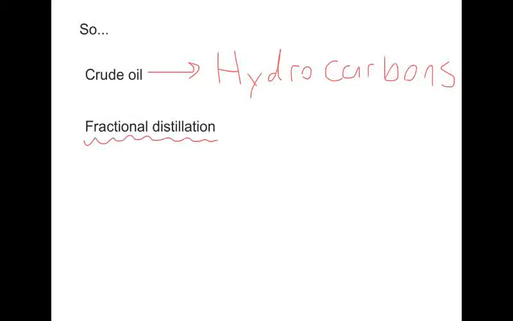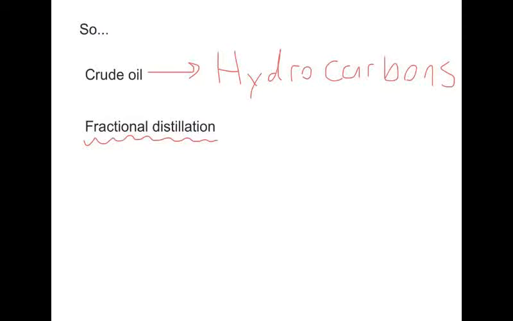So, to recap, crude oil is made of hydrocarbons. It is made of small and large hydrocarbons. Crude oil is useless because all of the different size hydrocarbons are all mixed together. We want to separate the hydrocarbons into their different sizes. We are able to do this using fractional distillation. Fractional distillation heats up crude oil.